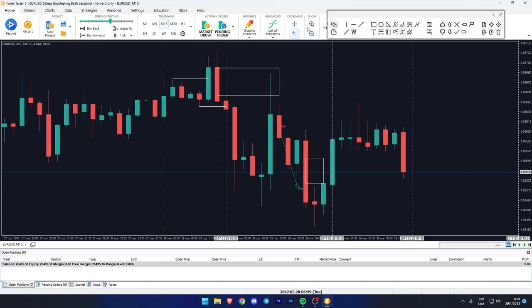Let me zoom in a little bit. Look at the sell-side liquidity. There is a tiny bit of a swing high here. Oh, but it's mitigated here. So no, never mind. We cannot.